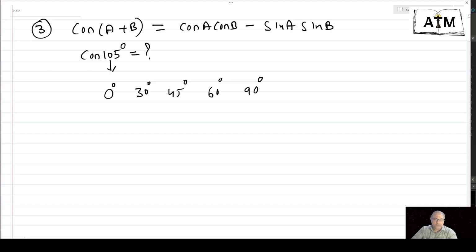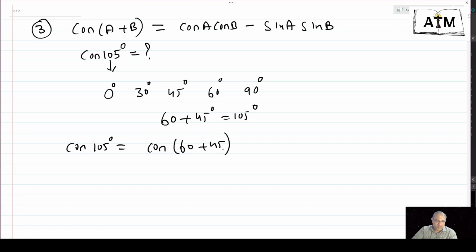If you wish to find cos 105, you see that either the addition or subtraction of two standard angles will give us 105. That is nothing but 60 plus 45 equals 105. Therefore, to find cos 105, I take the combination of 60 plus 45.